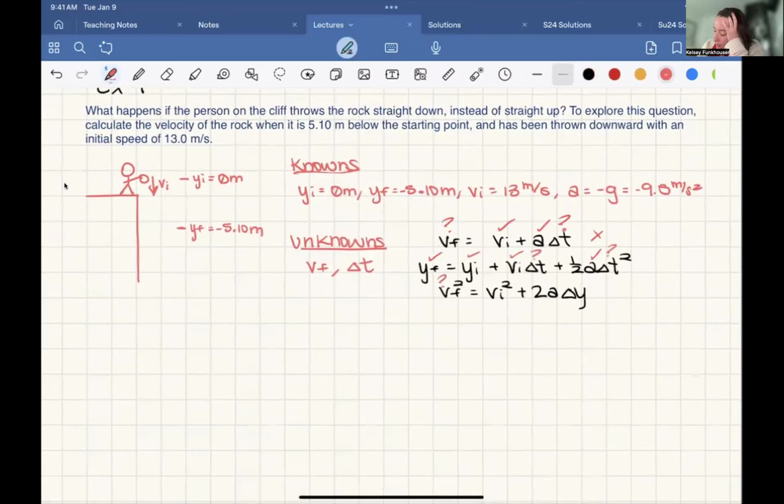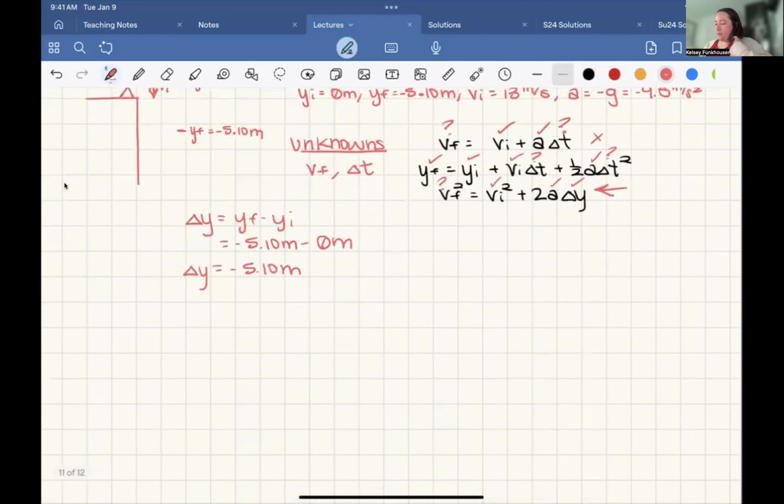Okay, so we want that velocity. We know the initial velocity, acceleration and displacement. Cool. Let's use this equation. That way we don't have to solve for time first. And before we write out the equation, let's also define what the displacement is. That's y final minus y initial. So that's negative 5.10 meters minus 0 meters. So that's just going to be negative 5.10 meters, just so we have that complete before we move on.